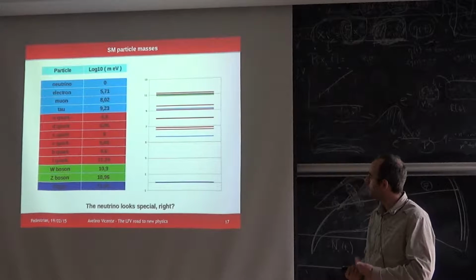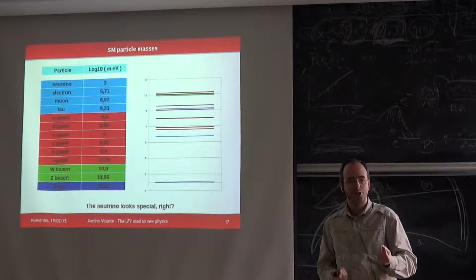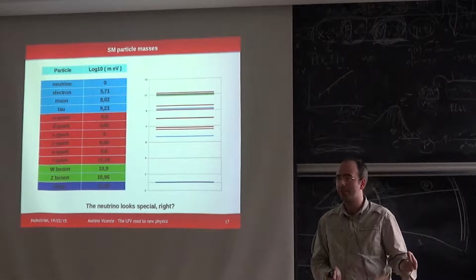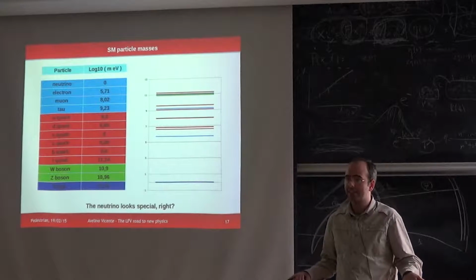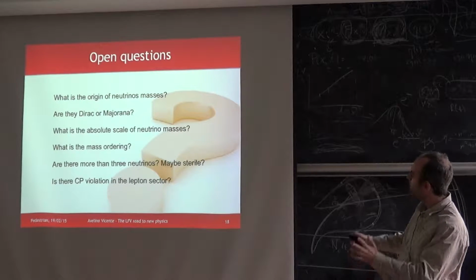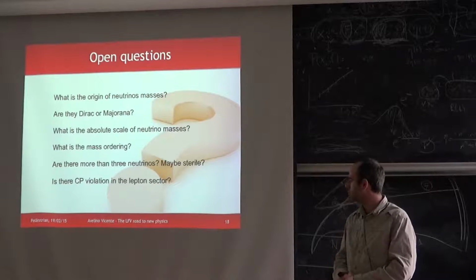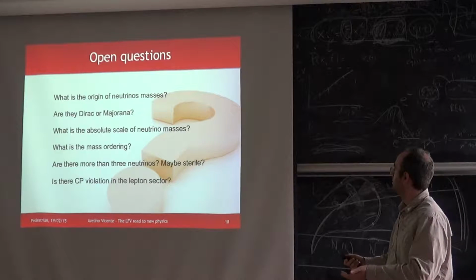So nowadays, when people propose extensions of the standard model that have neutrino masses, the main question is why neutrinos are lighter than the rest of particles. If you can't explain that, then you are not doing anything better than the standard model. So let me conclude this big introduction about the lepton sector with some open questions. I don't have the time to go through them all, but okay.